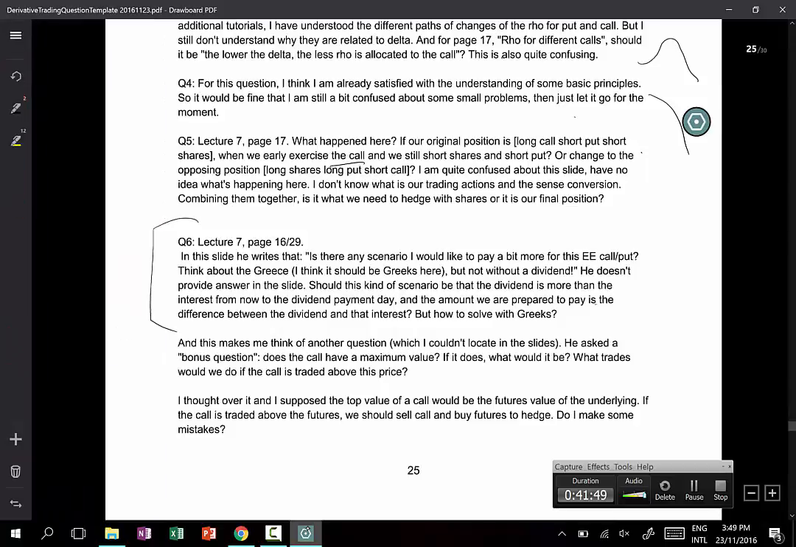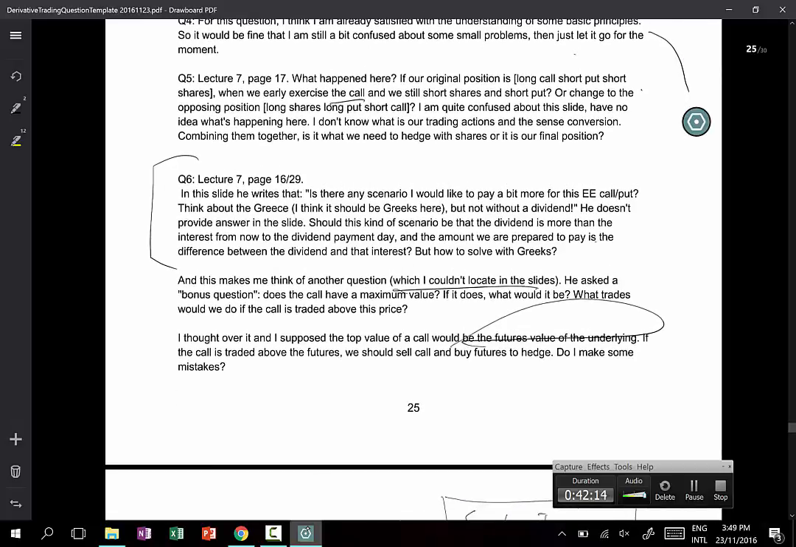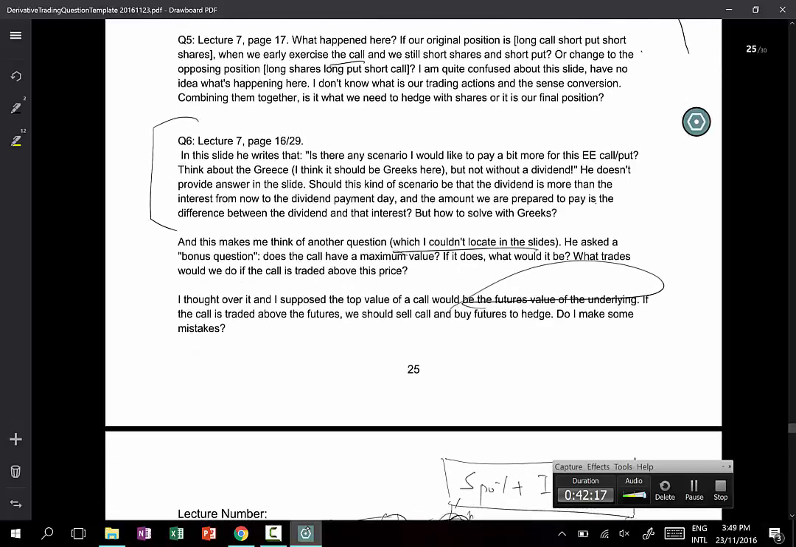This makes me think of another question which I couldn't locate. He asked a bonus question: does the call have a maximum value? If it does, what would it be? I thought it over, and I suppose the top value of a call would be the future value of the underlying. Very good. You're on the right track. If you look carefully at the textbook in Hull, they do define the boundary conditions, the maximum for a put and a call.